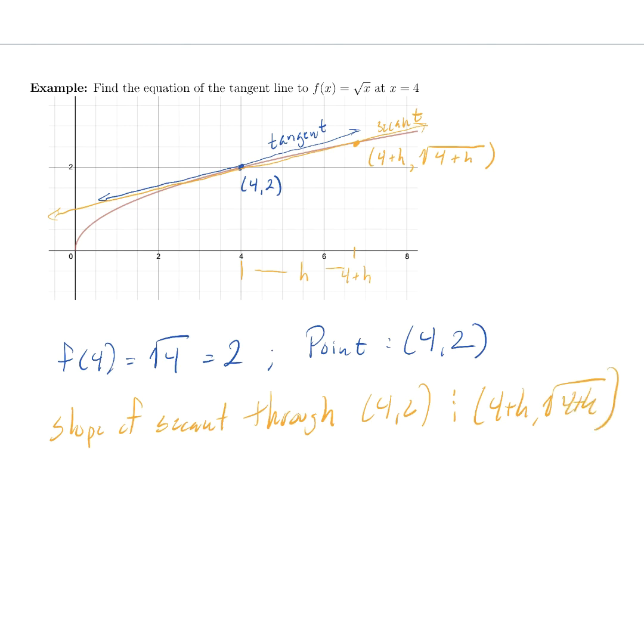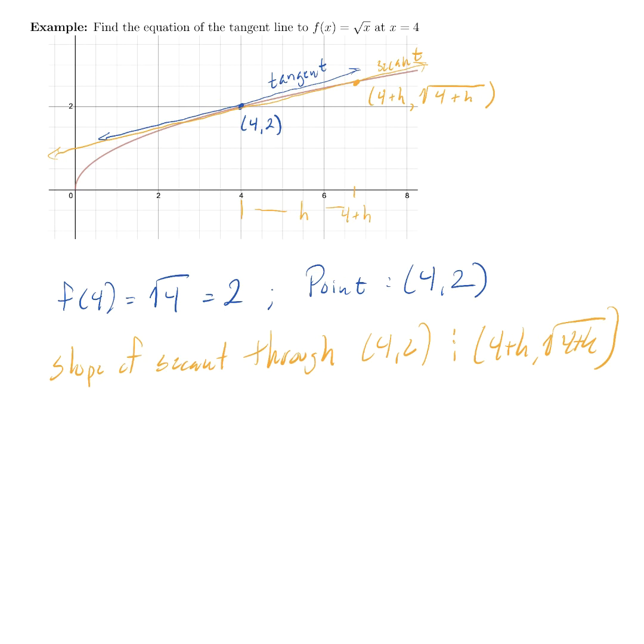I just moved over h units on the x-axis. I don't know what h is. It doesn't matter. It's holding a place value to draw in a secant line. Okay, so the slope of that secant then is change in y, which is square root of 4 plus h minus 2, divided by 4 plus h minus 4, which looks like the square root of 4 plus h minus 2 divided by h.